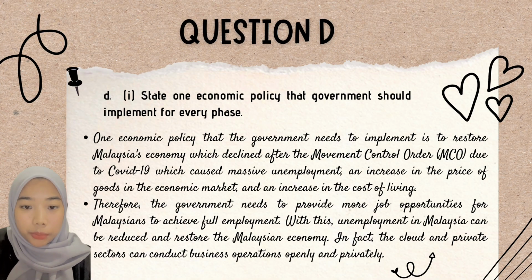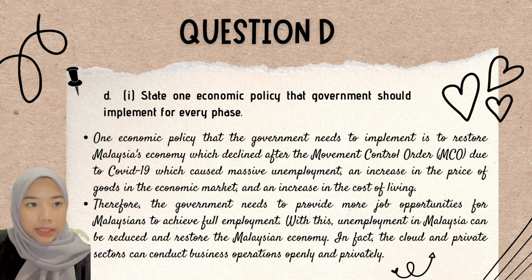Okay, for question D1, state one economic policy that the government should implement. One of the economic policies that the government needs to implement is to restore Malaysia's economy, which declined after the movement control order, MCO, due to COVID-19, which caused massive unemployment, an increase in the price of goods in the economic market, and an increase in the cost of living.